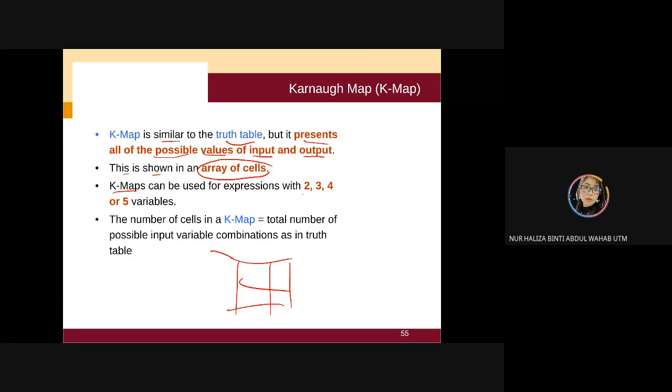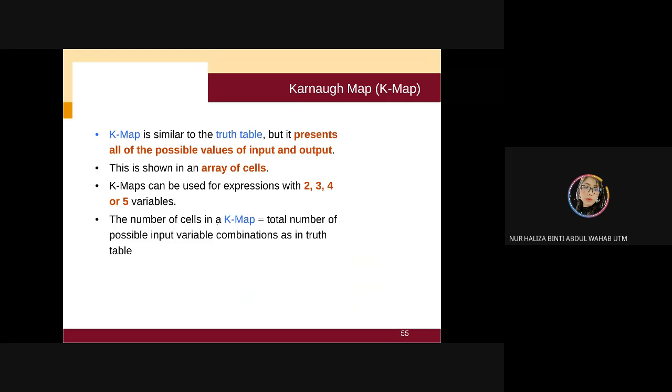A KMAP can use expressions with 2, 3, 4, or 5 variables. You can have 2 inputs, A, B. You can have 3 inputs, A, B, C. You can also have A, B, C, D. You can have A, B, C, D, E. So you can have 2, 3, 4, and also 5 variables.